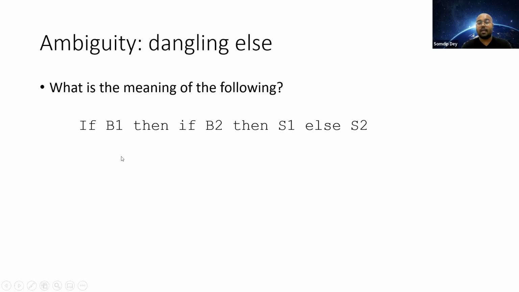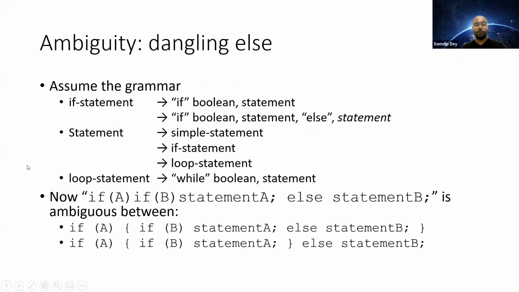So a parser might find it difficult to parse this if the grammar isn't defined correctly, like the production rules in the grammar are not defined correctly, because that will lead to ambiguity. Let's take this example and see how that ambiguity can happen.